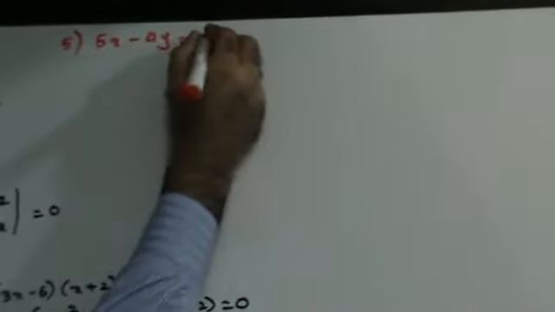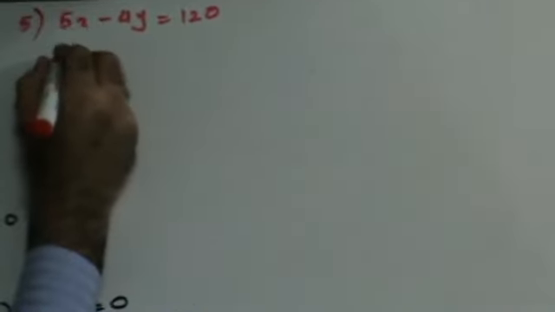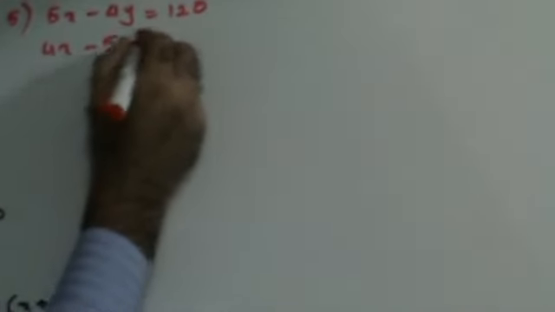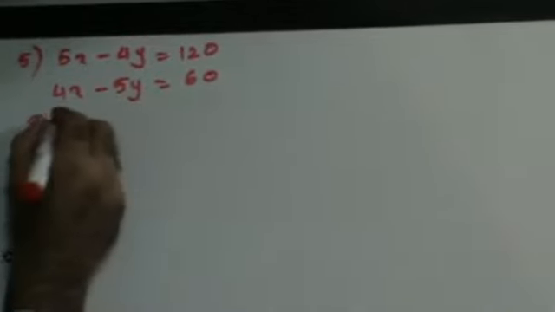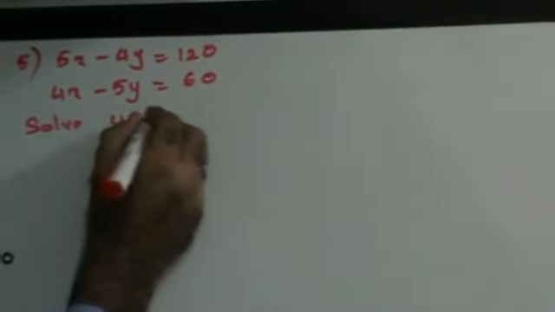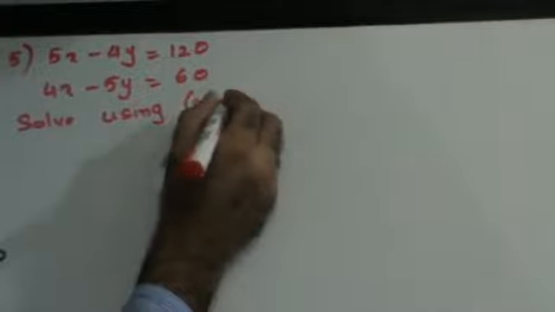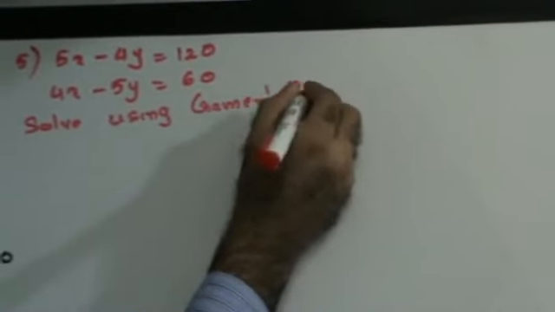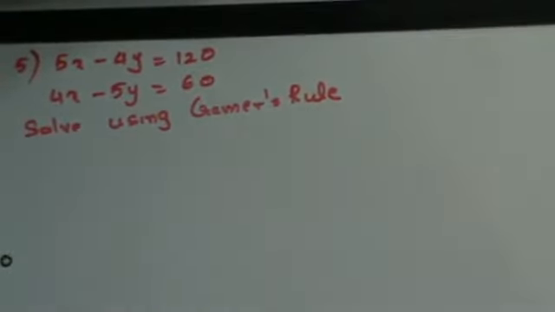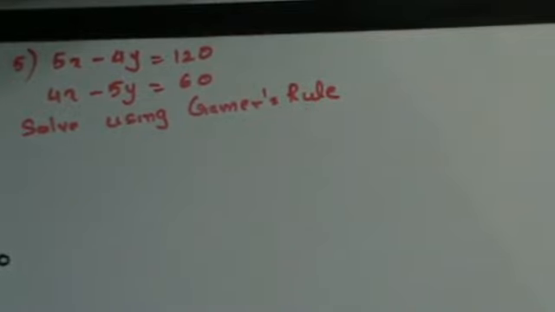5x minus 4y is 120. 4x minus 5y is 60. Solve using Cramer's rule. Let's see how we solve this using Cramer's rule. When you have to solve using Cramer's rule, make sure that the constants are on the right hand side.